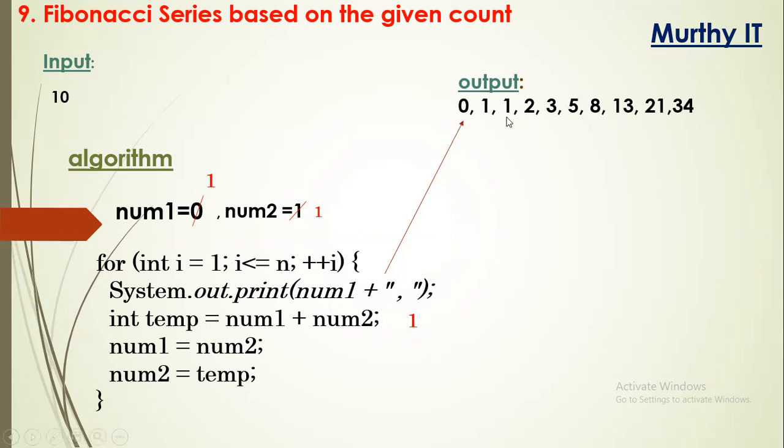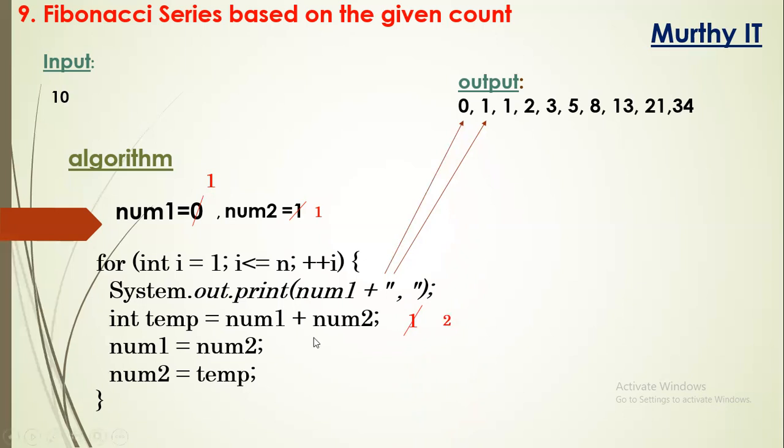In the next iteration, it should print 1. How will it be printed? Let's check. When i equal to 2, i less than or equal to 10, the condition is true. Here we print number 1, which currently has 1. That number will be printed. Then temp equal to number 1 plus number 2. 1 plus 1 is 2.